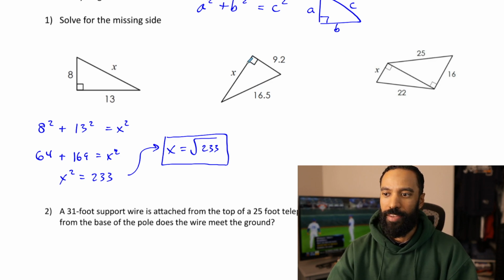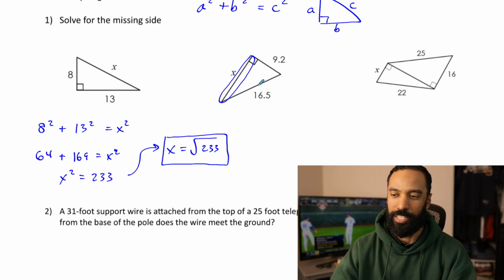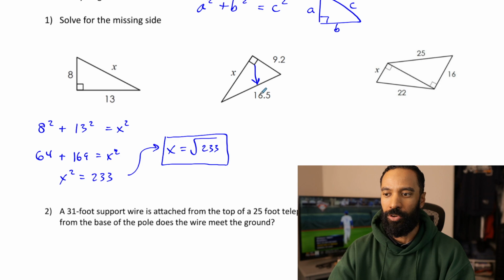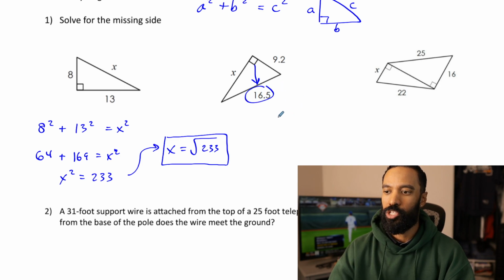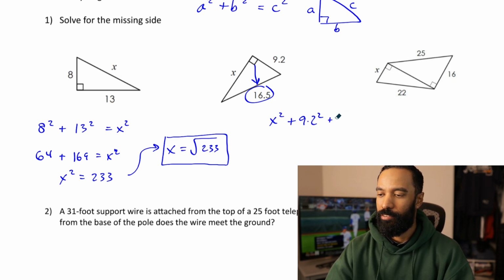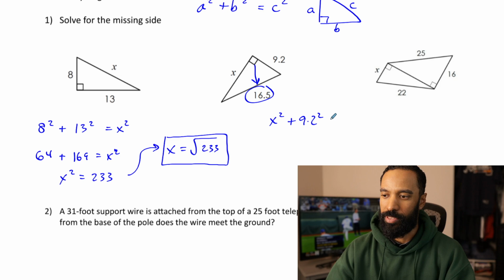For this one, don't think of x as the hypotenuse because it isn't, just because it's slanted. These are all slanted, right? It doesn't matter. What matters is what's opposite the right angle. That's the hypotenuse. So when we're solving this, x is a leg: x squared plus 9.2 squared equals 16.5 squared. That's what we're going off of this time.